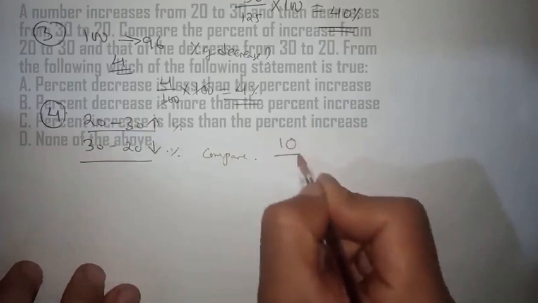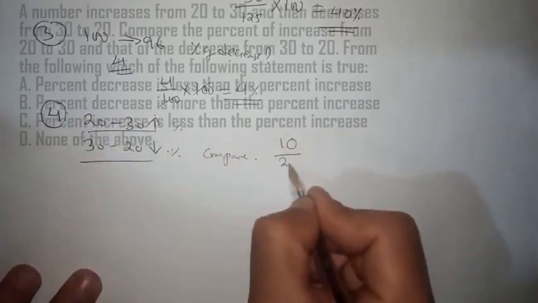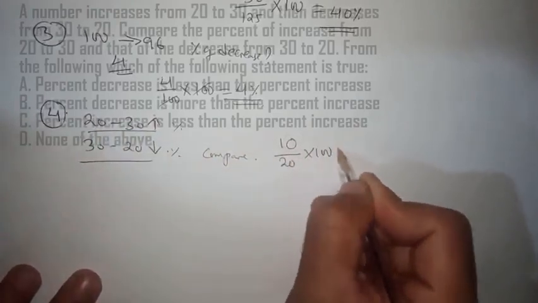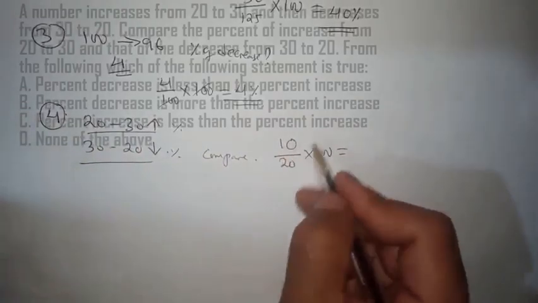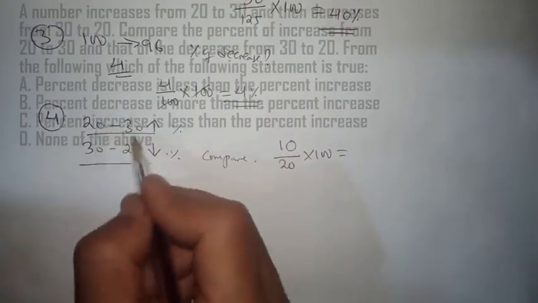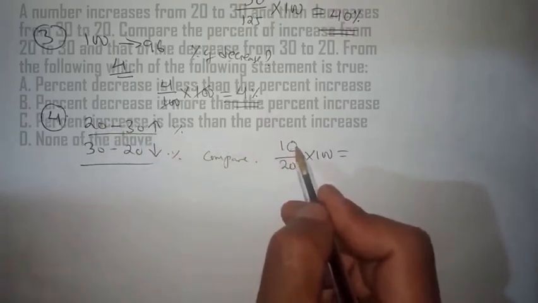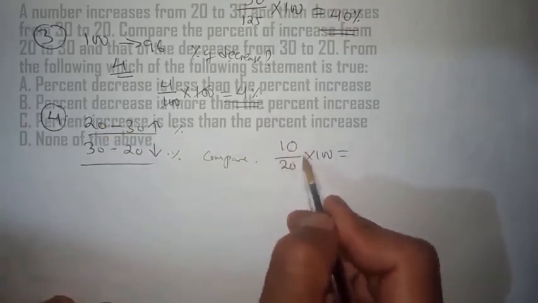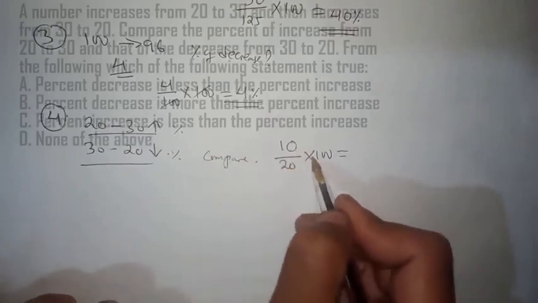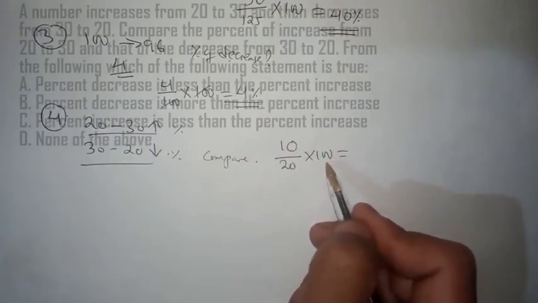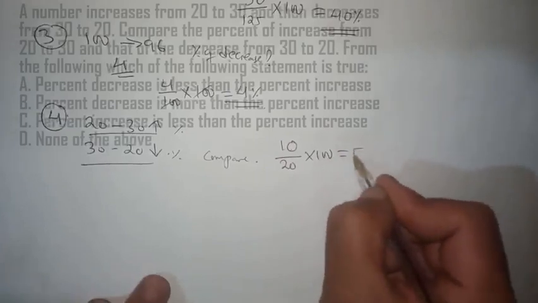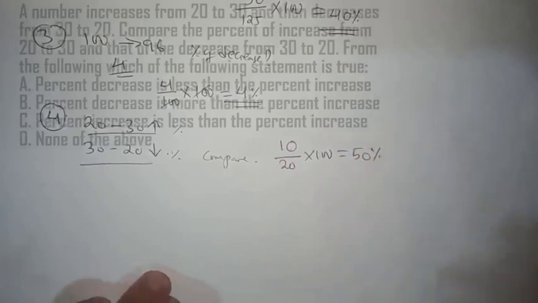So 10 over the beginning value 20, into 100. From 20, a 10 unit increase gives 30. So 10 over 20 into 100 is 50%. There's a 50% rise.